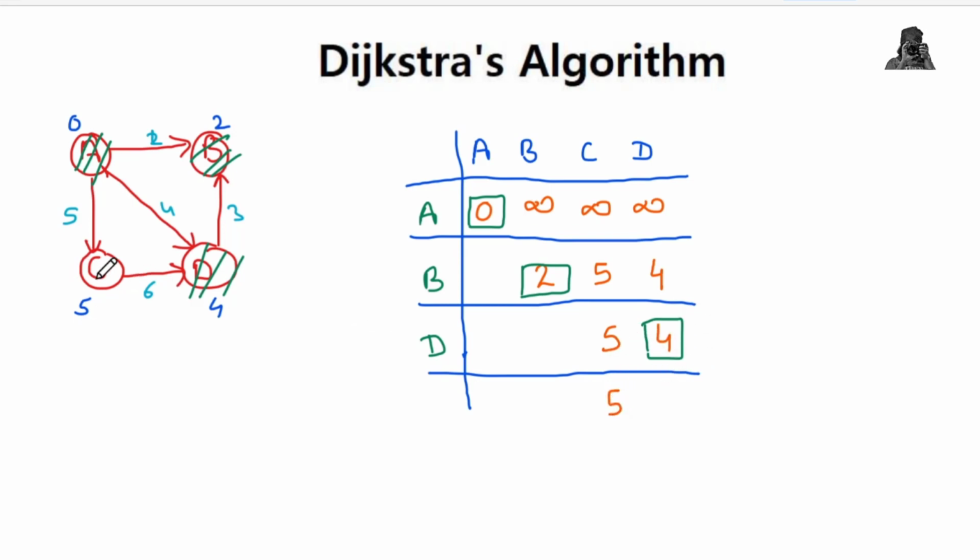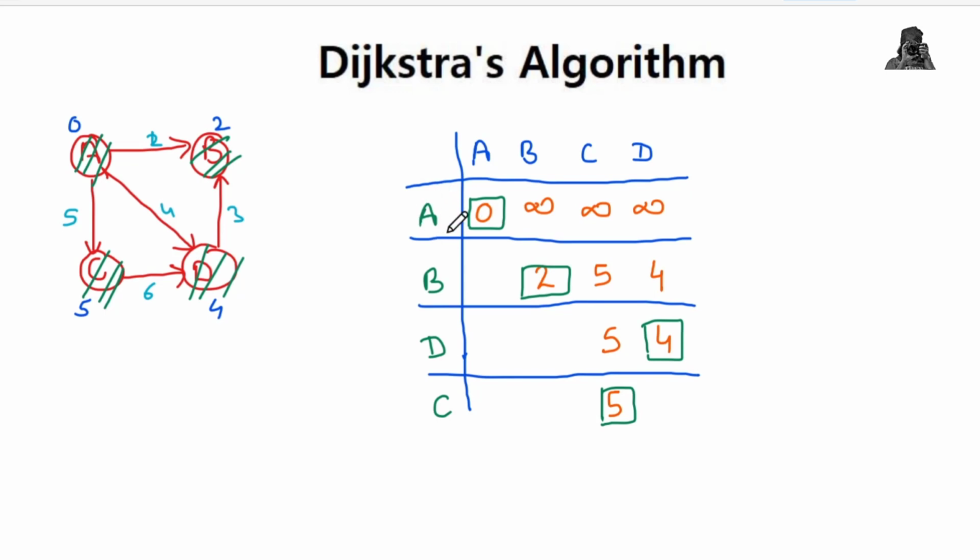So we are left with only 5, which is C here. C is the only one left and the lowest one. So this C will be selected now. Now we can see that C is only connected to D here because there are no other direct edges. D is already visited, so we can't update this value. C is now also visited. So this is how we get the lowest distances for each vertex from the source vertex. Now we can see the shortest distance from vertex A to A is 0. From A to B it's 2. From A to C it's 5. From A to D it's 4. So these are the values.